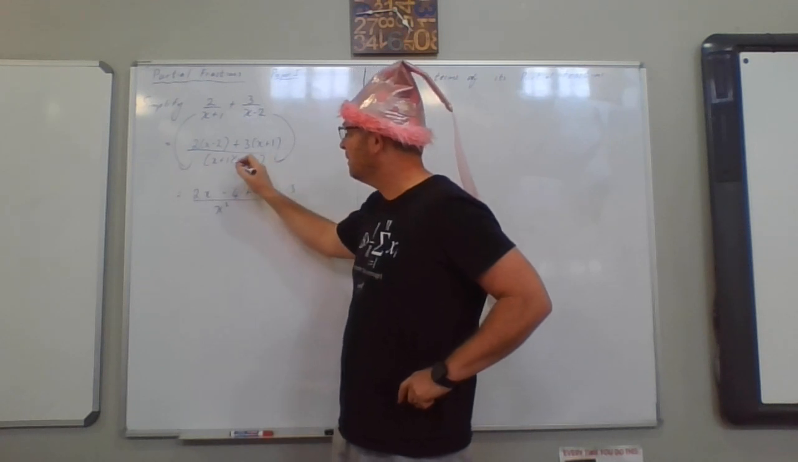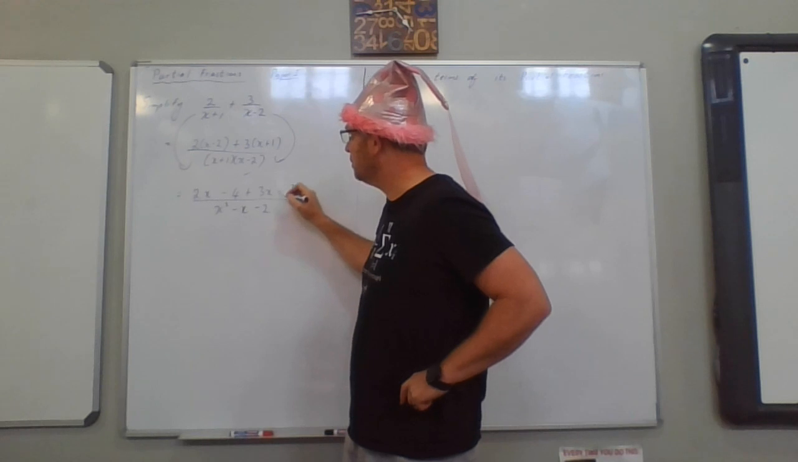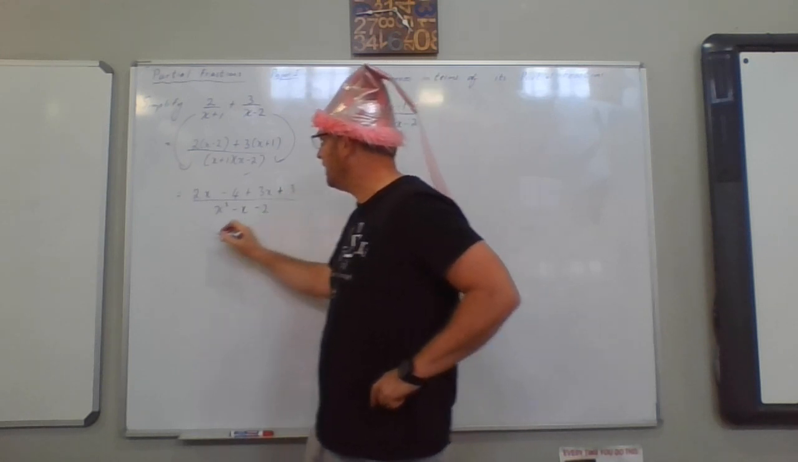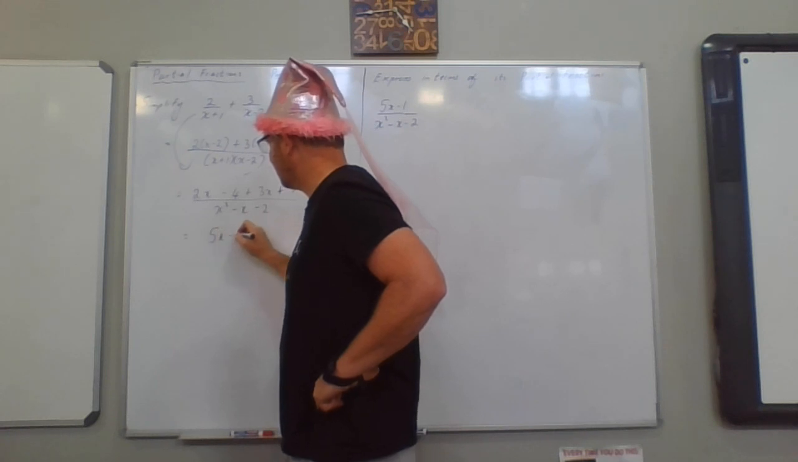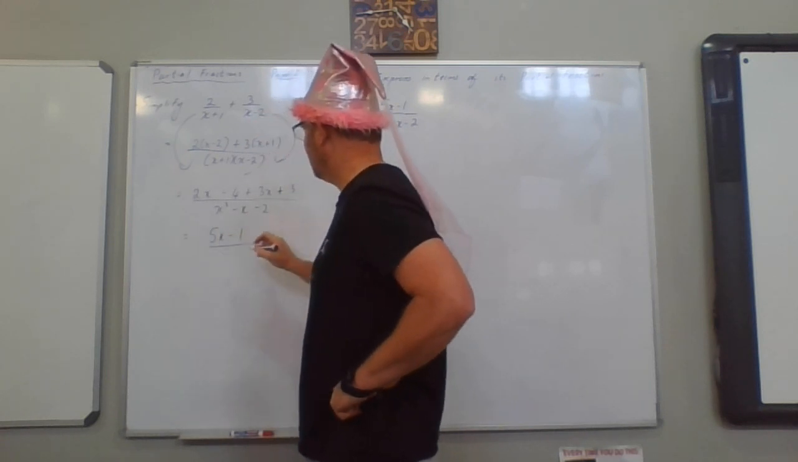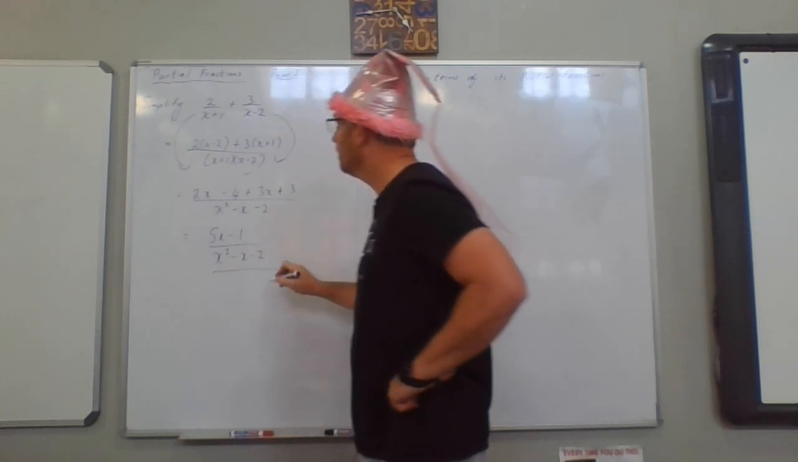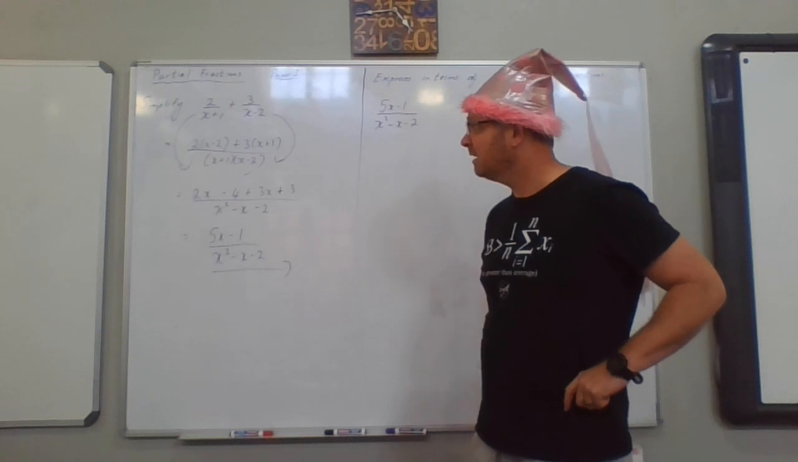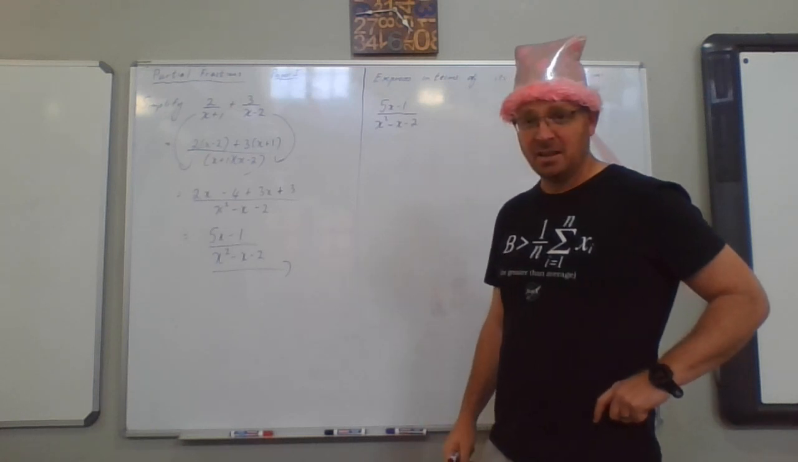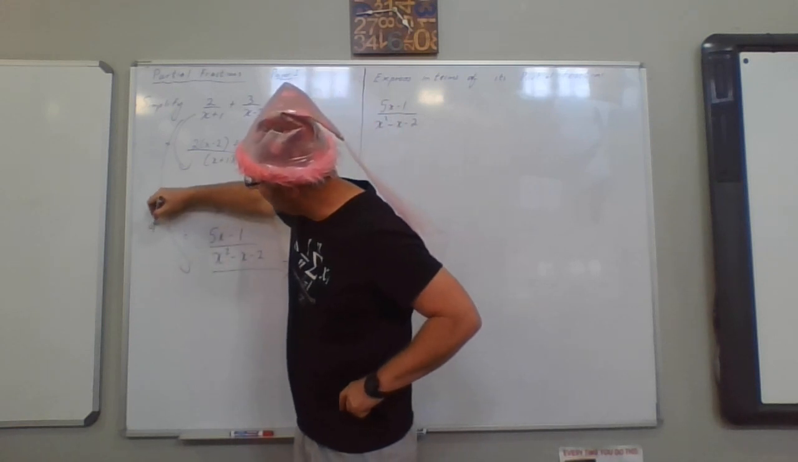x squared minus 2x plus x is x squared minus x minus 2. And I end up with 5x minus 1 over x squared minus x minus 2. Nothing new there, just simplifying. You're adding two fractions together, so this process from here to here is called simplifying.